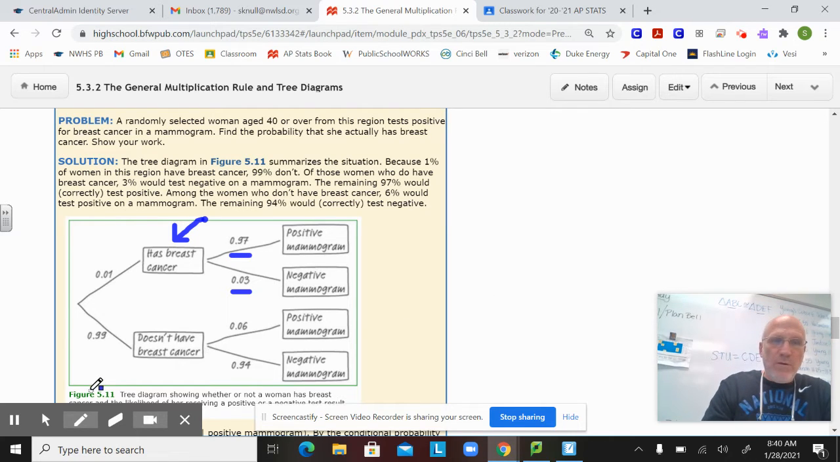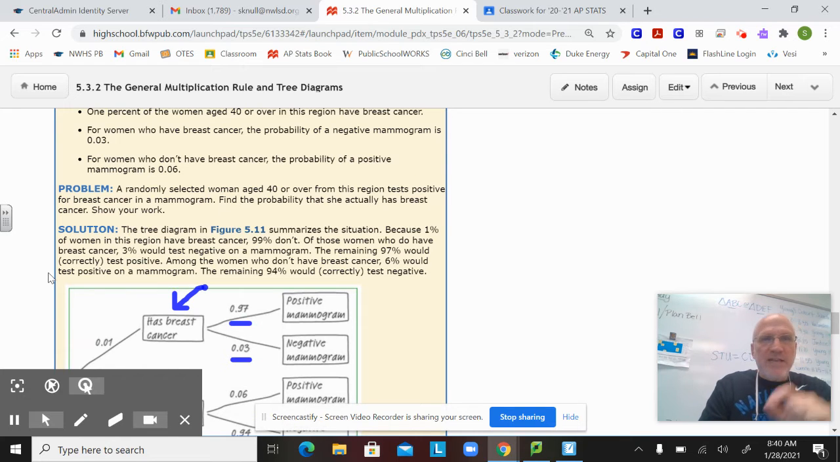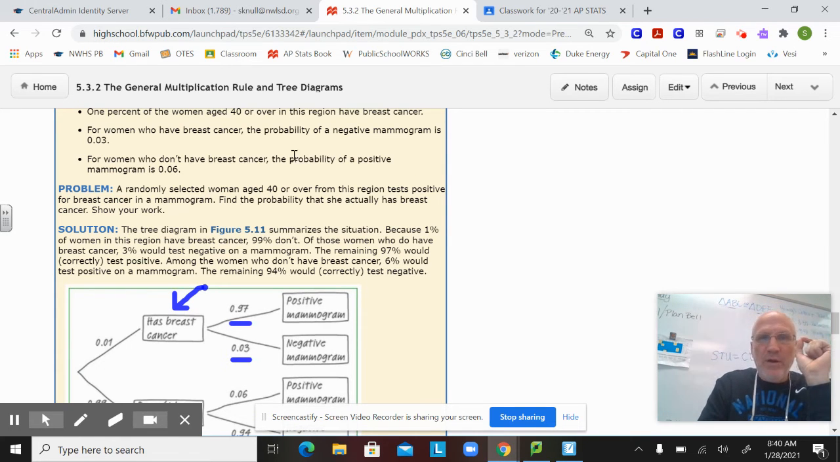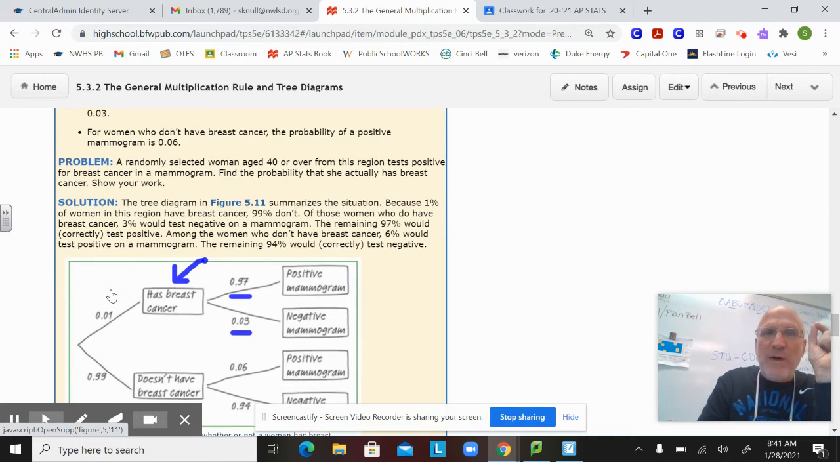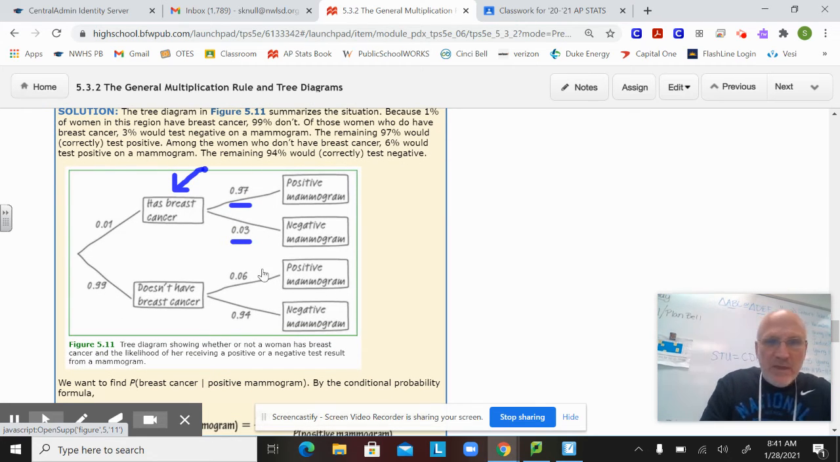And then the third bullet point says for women who don't have breast cancer, the probability of a positive mammogram is 0.06. If they don't have breast cancer, the probability of positive is 0.06. So don't have breast cancer down at the bottom, and there's 0.06 get a positive test, which means the other 0.94 get a negative test. Notice, again, you have to be real clear on what probabilities are doing what here.